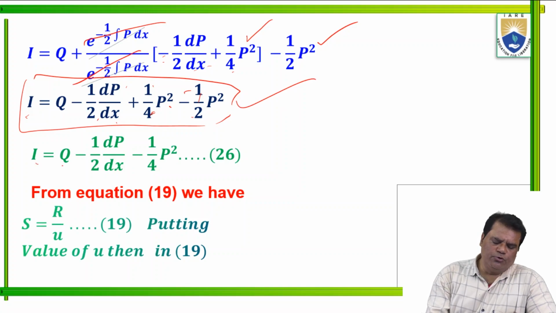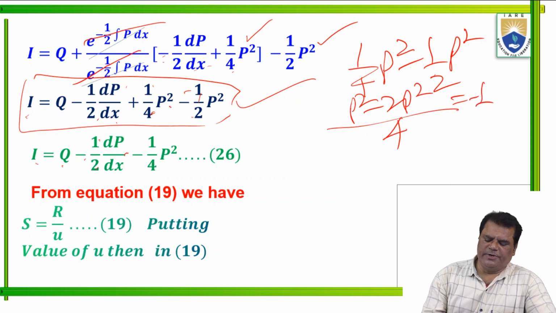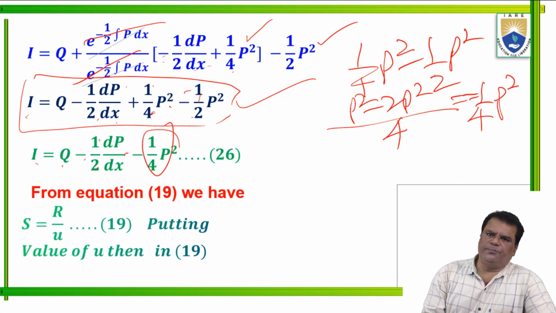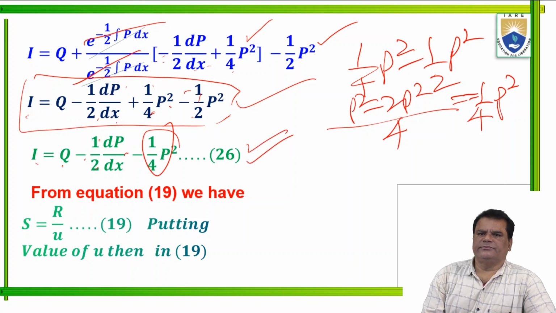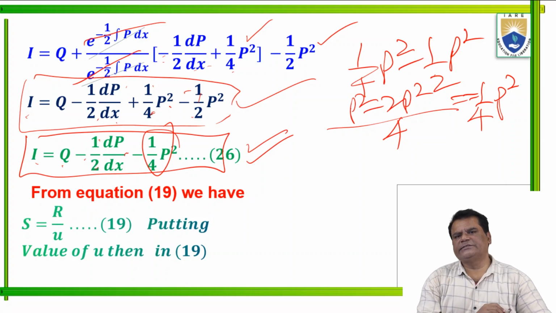I is equal to q minus half dp over dx minus, after solving, 1 by 4 p square minus 1 by 2 p square. 4 is LCM, p square minus 2p square. So this is minus 1 by 4 p square. So here minus 1 by 4 p square, this is 26. This is a very famous formula for I. I is constant here.